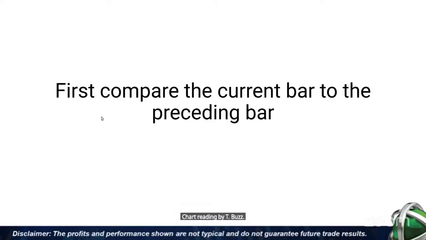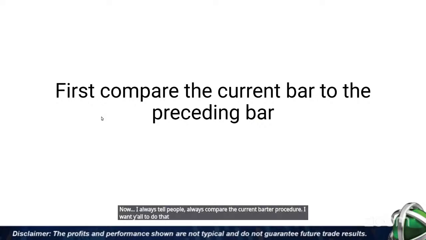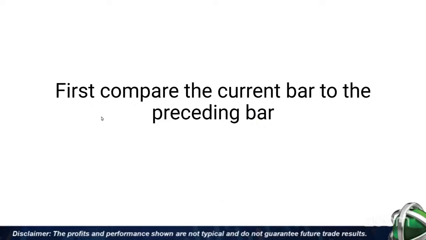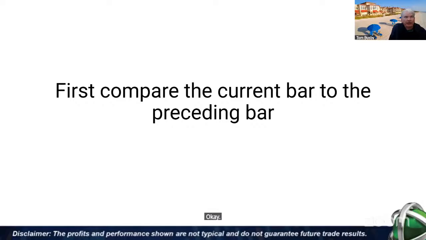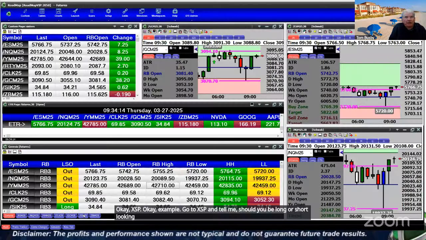Now, I always tell people, always compare the current bar to the preceding bar. I want y'all to do that before I go look. Jonathan, what's the example? E-mini? You want to use XSP. Okay, XSP, the example. Go to XSP and tell me, should you be long or short looking at the preceding bar and the current bar? I want to get everybody's answer.